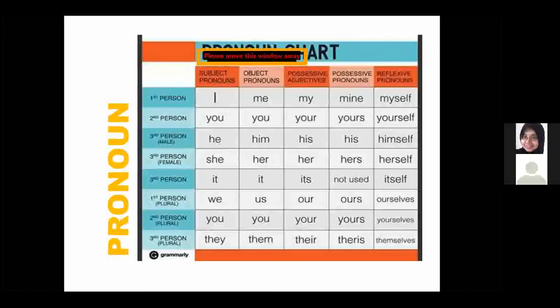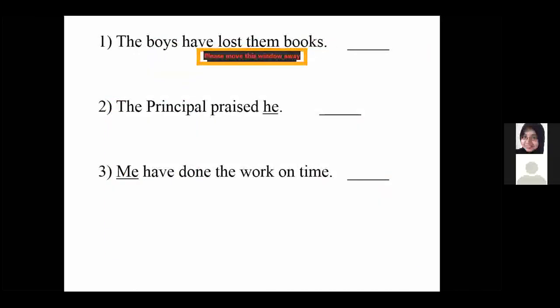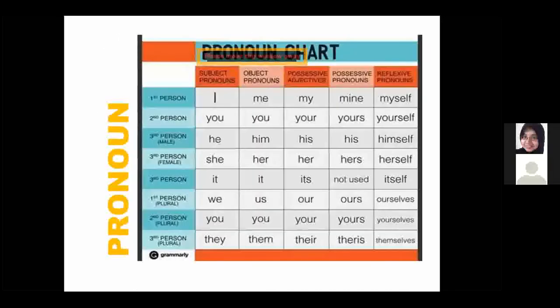In that way, we are going to see the other pronouns also. For you: object pronoun you, possessive adjective your, possessive pronoun yours, and reflexive pronoun yourself. For he: the subject pronoun is he, the object pronoun is him, possessive adjective his, possessive pronoun his, and the reflexive pronoun himself. I think you can see the chart and clarify yourself. Now let's move to some examples.